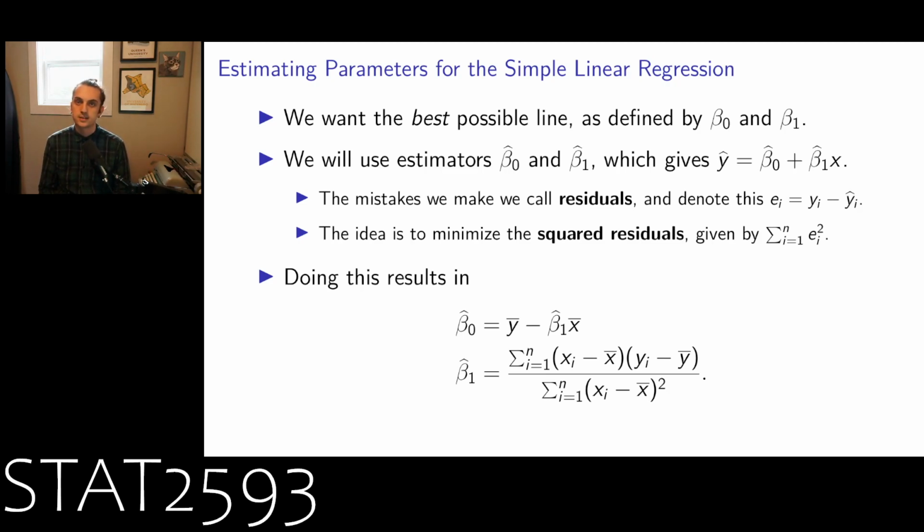And beta 1 hat is going to be given by this ratio of summations here, where in the top summation we're taking what looks to be a little bit like a covariance term, if you remember that, the sum of these cross terms, divided by the sum of the squared deviations of the x's, right? And so this is how we actually estimate in the simple linear regression case.